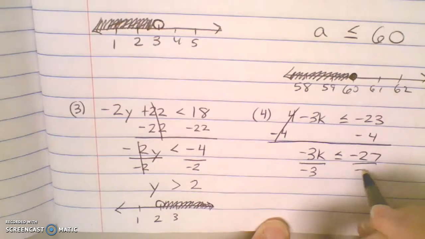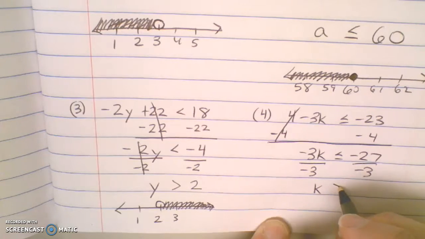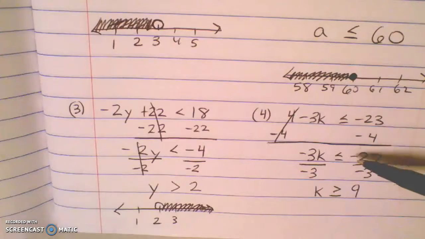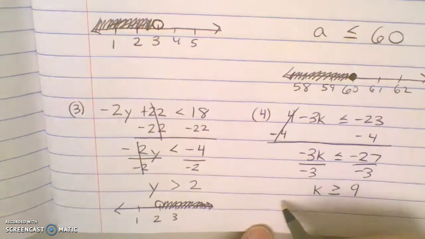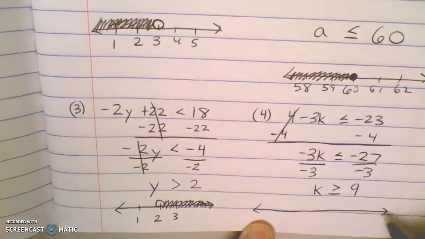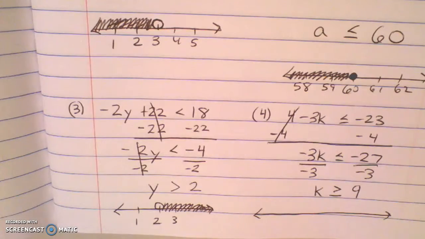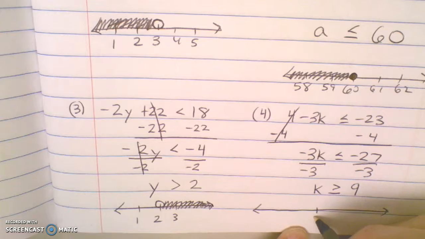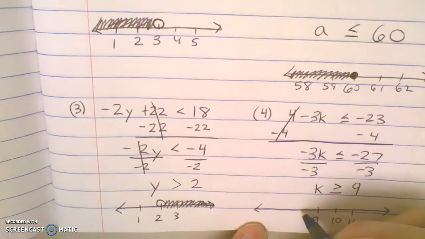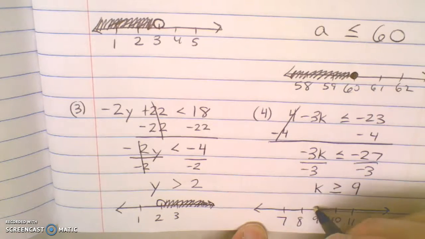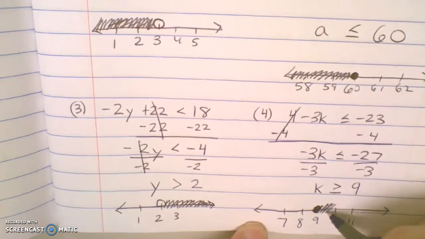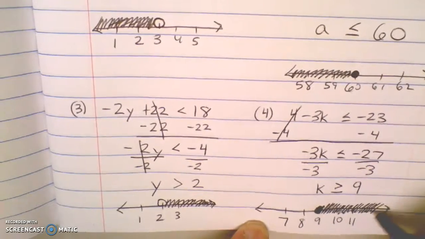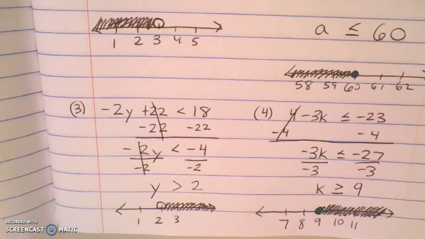Now I can divide by negative 3. And now remember, because I'm dividing by a negative, I'm switching my inequality. So it goes from less than to greater than positive 9. So when you divide by a negative, it changes the direction of your inequality. All right, so let's make our number line for that. Closed circle at 9, and all the numbers bigger than 9. And that's solving inequalities.